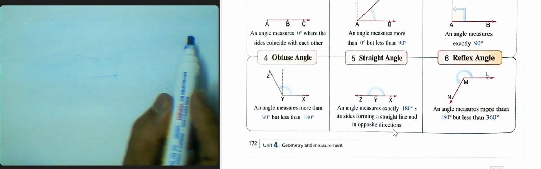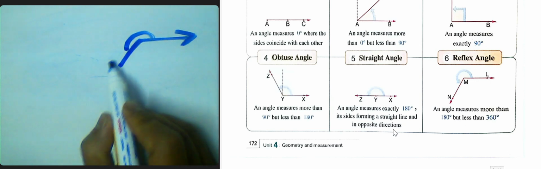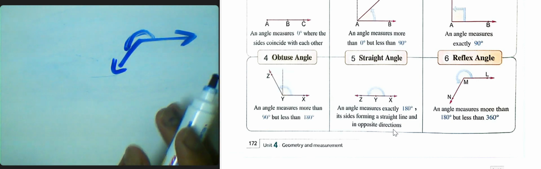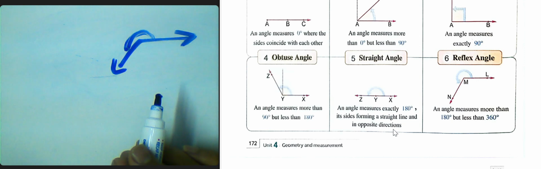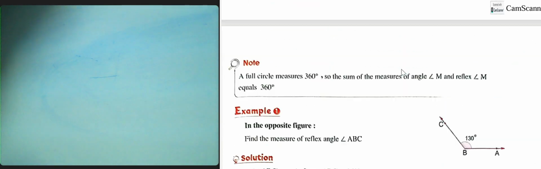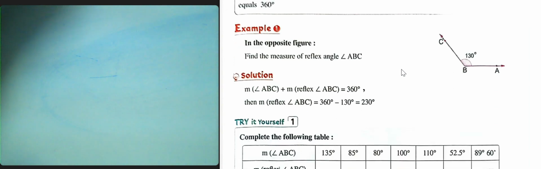Number 6, reflex angle. The measure of this angle is greater than 180 and less than 360 degree. We call it a reflex angle. Now we will solve this table, try it by yourself.